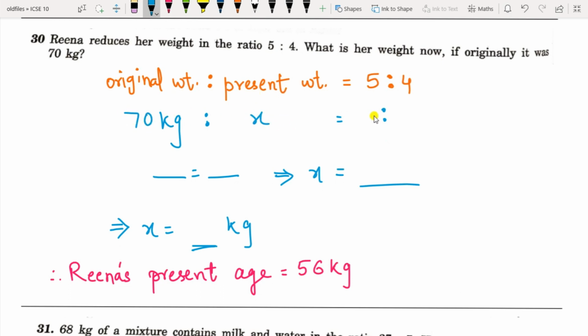Let present weight be x here and the ratio is given as 5:4. So we can write it as 70 by x equal to 5 upon 4. So x will be equal to 70 into 4 by 5. That will be 56 kg. So the present weight of Reena is 56 kg.